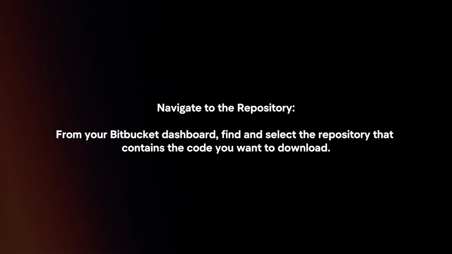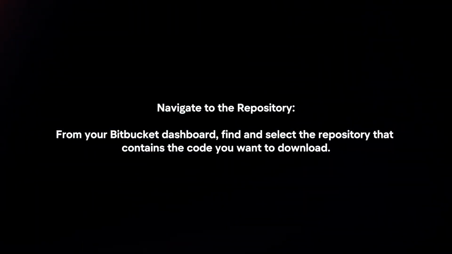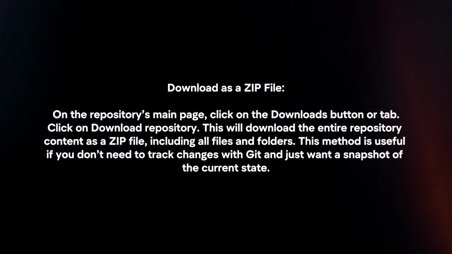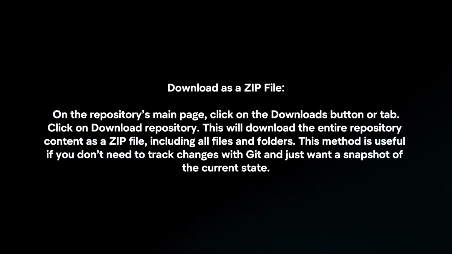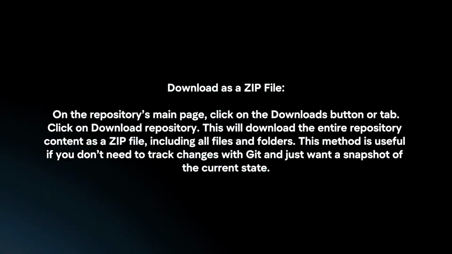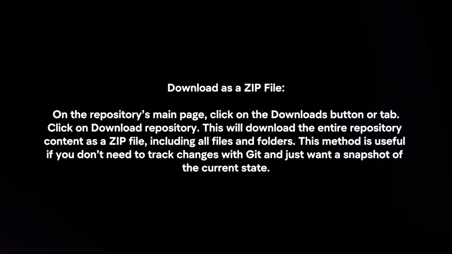Navigate to the repository. From your Bitbucket dashboard, find and select the repository that contains the code you want to download. Download as a zip file. On the repository's main page, click on the Downloads button or tab. Click on Download Repository. This will download the entire repository content as a zip file, including all files and folders.